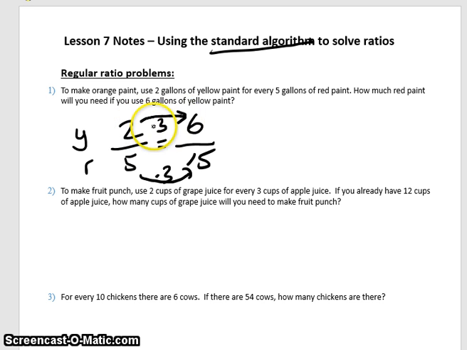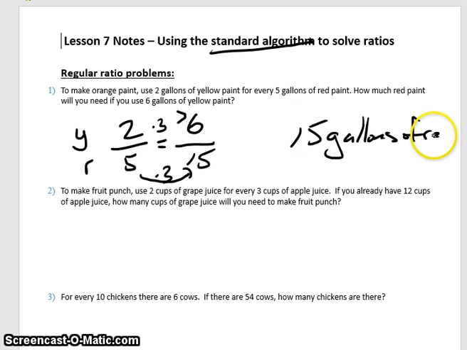We can't leave our answer like this because we haven't answered the question. How much red paint will you need? I will need 15 gallons of red paint. All right, and that's it. No boxes to draw out, none of that. And when we look at the two, you'll see the separation between them, but again, much more efficient, a much faster approach.